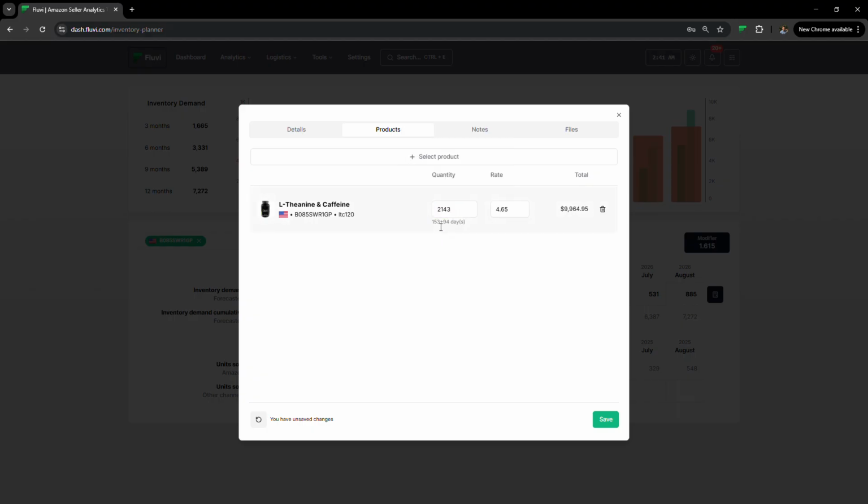So if we have 153 days of units in stock, and then we add 2,143 units to our purchase, Fluvi tells us that our current inventory will last us 153 days, and these additional units will last us another 94 days ahead in time. And you can adjust this as you see fit. So let's say that you only want to order units for 50 days ahead. You change this number to reflect that wish.